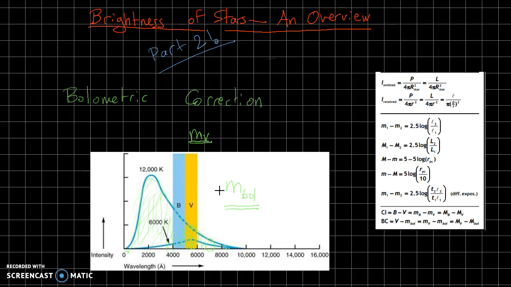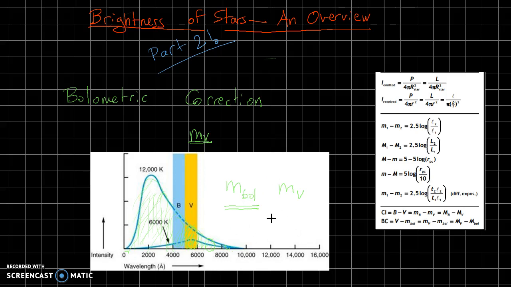So here's my question. Compare the bolometric magnitude of a star to its visual magnitude. Which one is a bigger number? So write a bigger sign or a smaller sign. Pause the video, write down your answer, and then unpause.